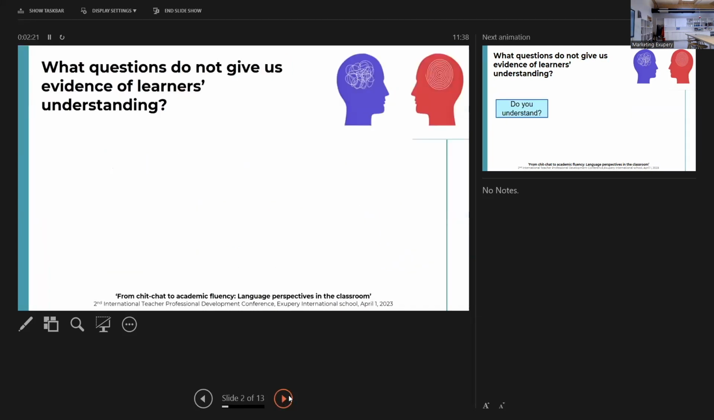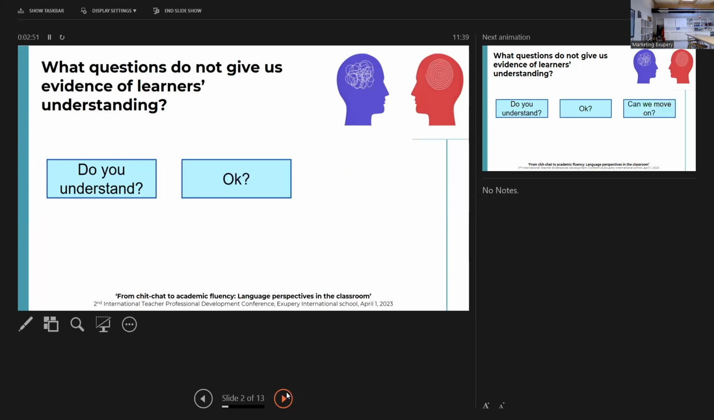Before we look at how to formulate questions and a model of that, I'd like to ask you: what questions do not help us to check for learners' understanding and do not provide us evidence? In other words, which questions are useless and ineffective? Any ideas? Did you understand? Thank you. It's one of my questions. Some other ideas, other examples? Do you understand? Yes? General questions.